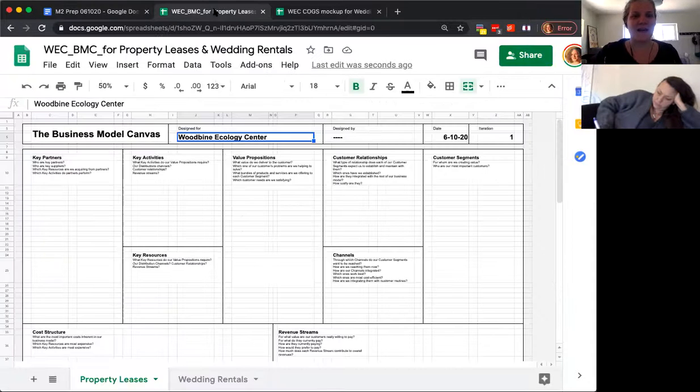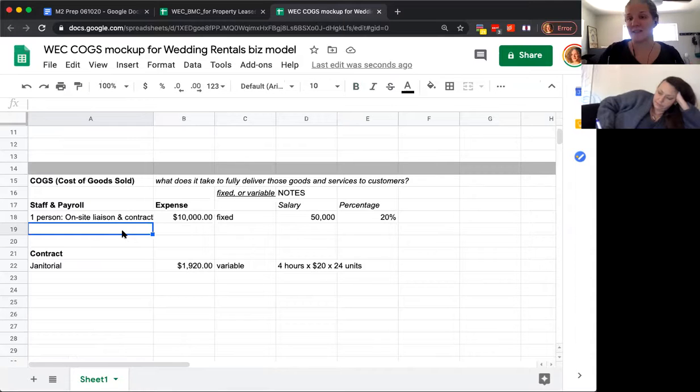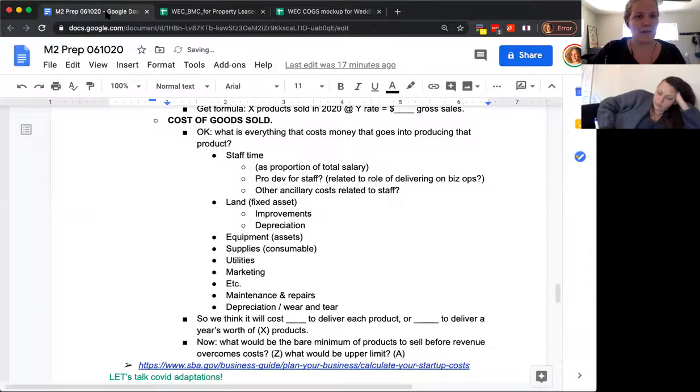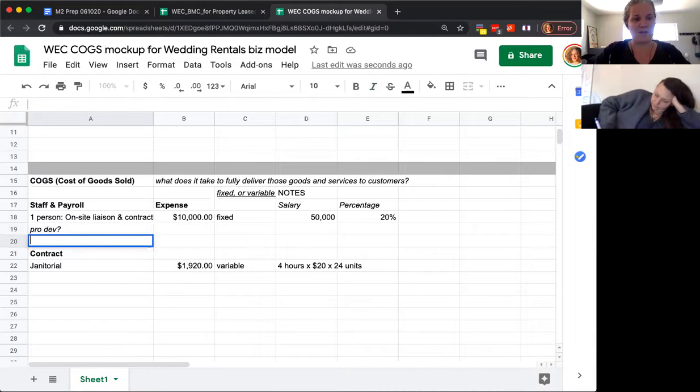We covered that. Is there a professional development cost for the role to be played here? If so, you would need to factor in this particular development for this role in this business. Pro dev, question mark. Are there other ancillary costs related to staff? You're also going to want to factor those in. So if staff also has benefits that have a financial value, you want to also include that in your budget. All right, benefits, question mark.